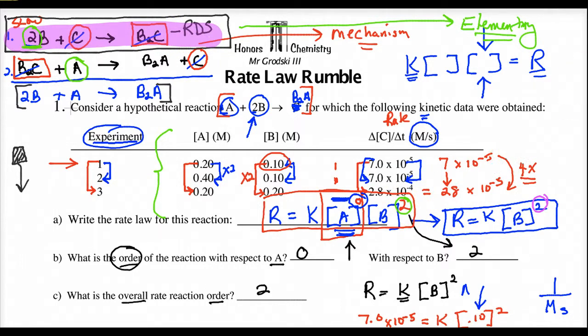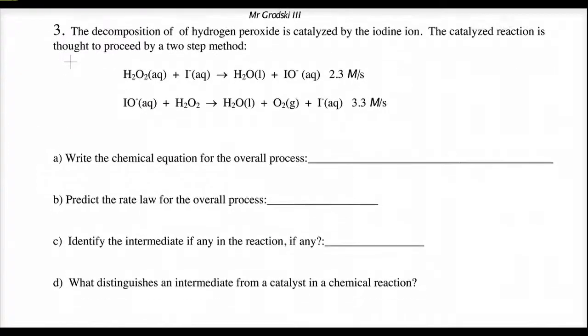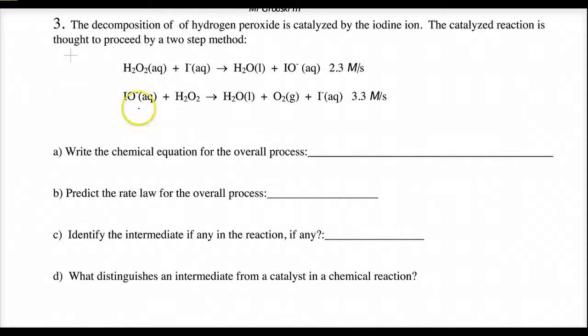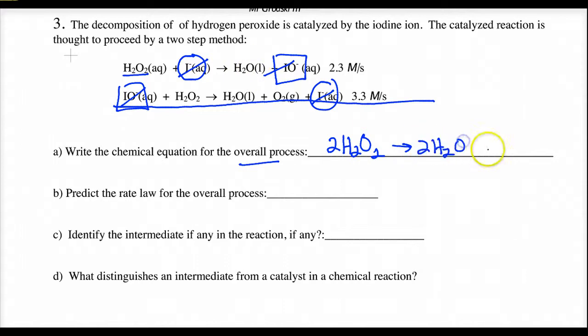All right? Now, let's look at some more mechanisms. Let's go on to the back sheet, flip it over 9 times, and we've got this overall reaction. And I ask you, what is the overall process? Well, I've got an I on this side, an I on this side. They cancel. I've got an iodate on this side and an iodate on this side. They cancel. What's left over? 2 H2O2s, which is hydrogen peroxides, makes 2 waters plus an O2. That's the overall reaction.